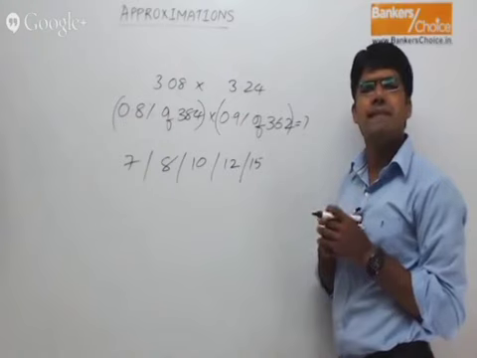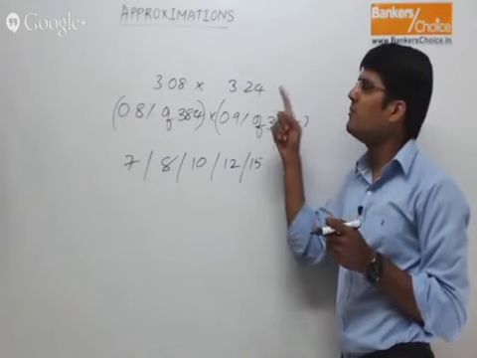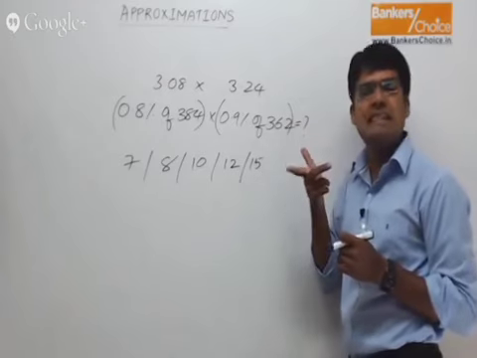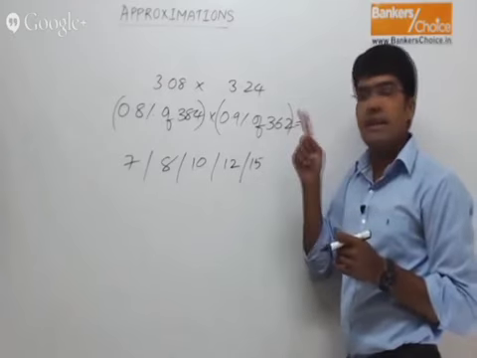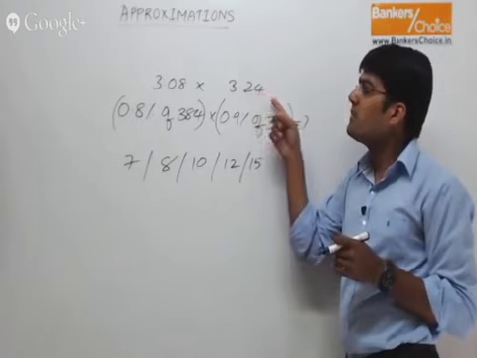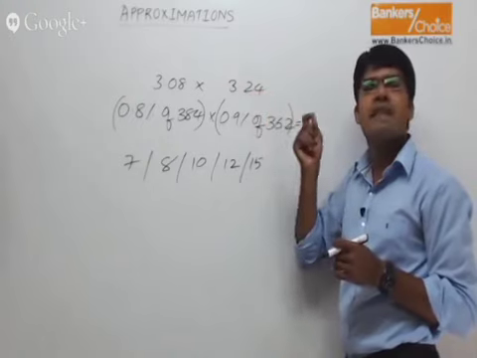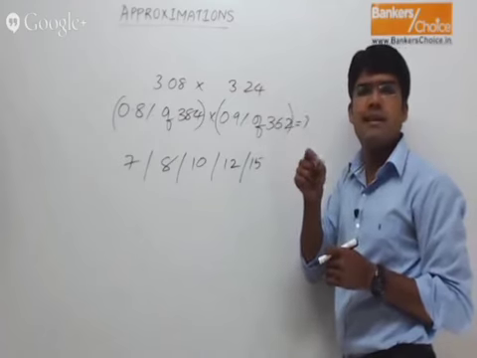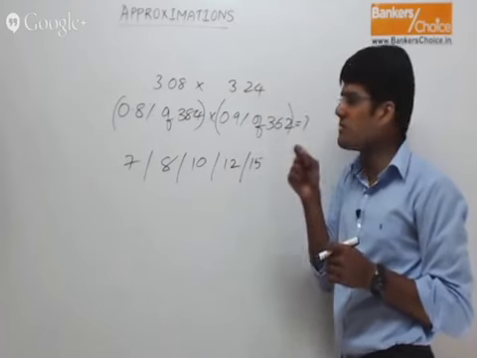3 into 3 is 9. 0.8 into 3, 0.24 into 3. So 0.32 into 3 is 0.96. So 3 into 3, 9. 0.8 into 3 plus 0.24 into 3 is 0.96. So 9.96 plus 0.08 into 0.24. As I've mentioned, that can be neglected. So 9.96, close to that.